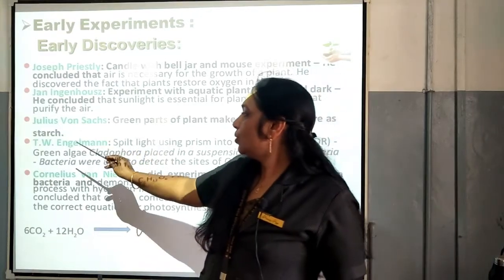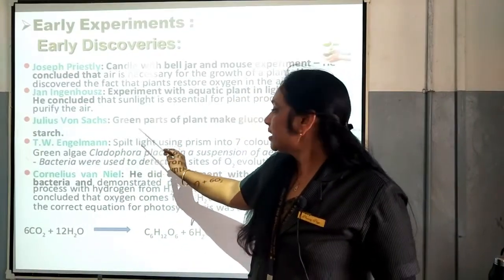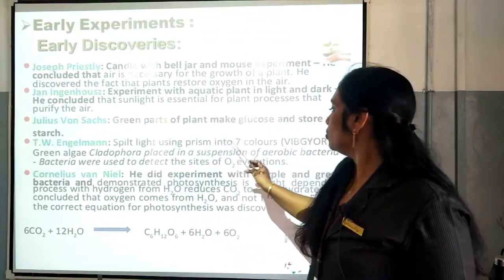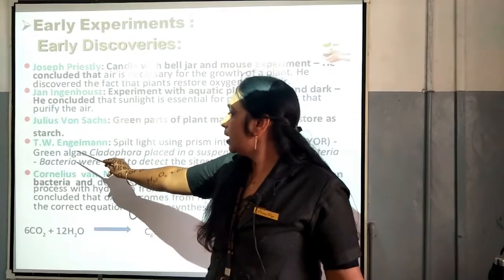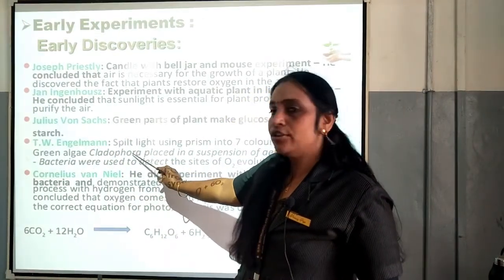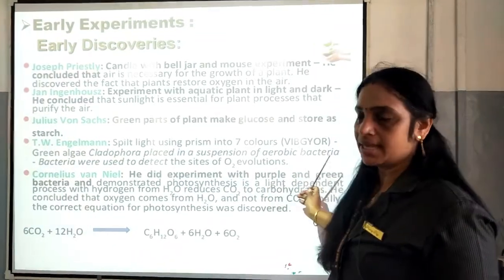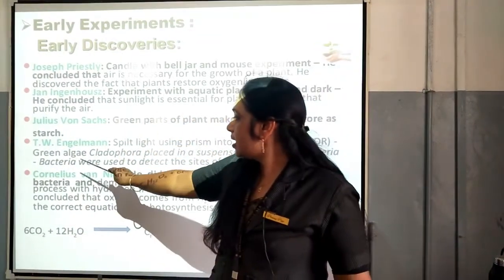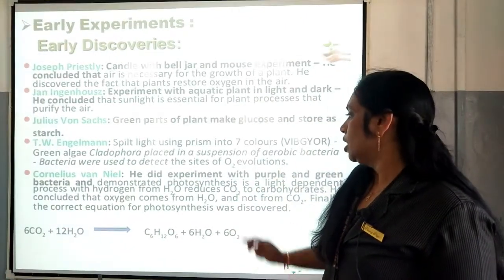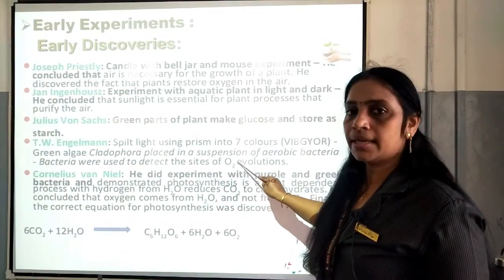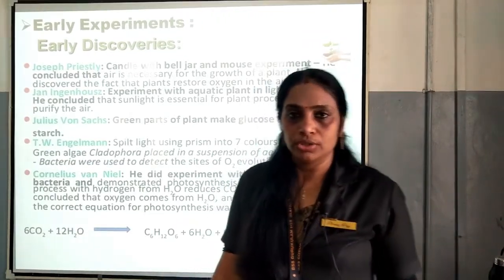Then T.W. Engelmann split the light using a prism into 7 colors, that is VIBGYOR. He took green algae called Cladophora and placed it in a suspension of aerobic bacteria, and the bacteria were used to detect the sites of oxygen evolution. So again it is concluded that oxygen evolution is linked to photosynthesis.